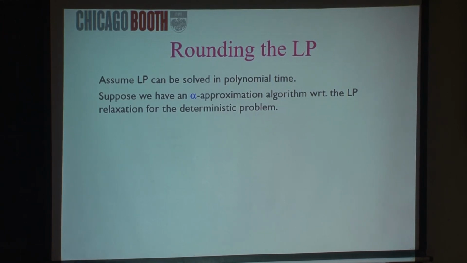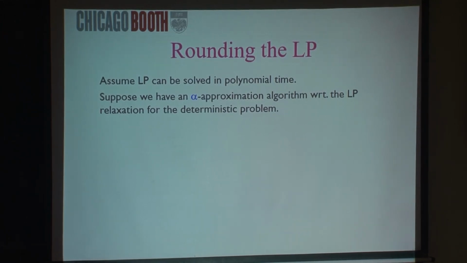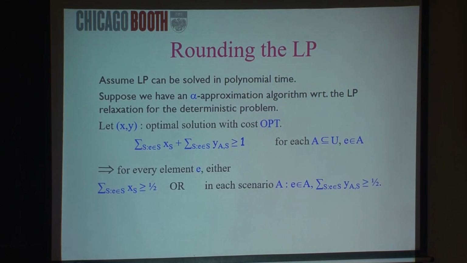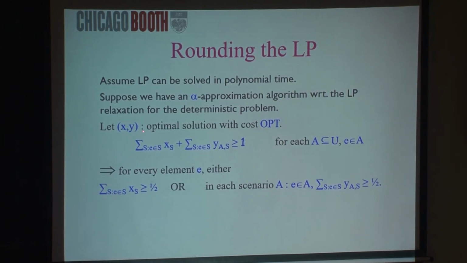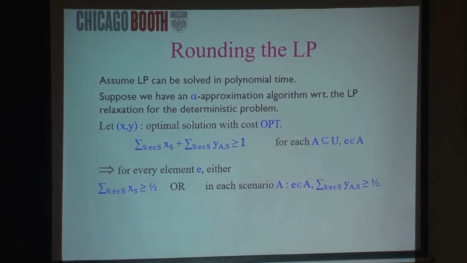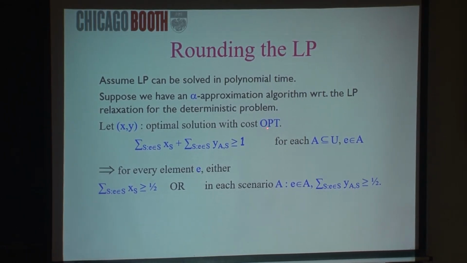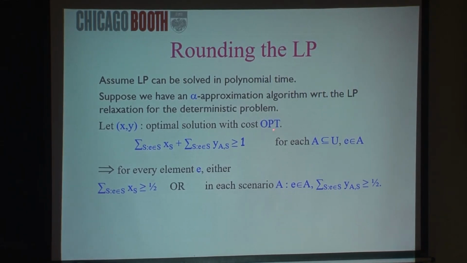Okay. So that's the basic building block. The basic building block is I start with the linear program and then a way to round the linear program. Okay, so now here's what we can do for this example here. Let's say I have an optimal solution to the original problem.